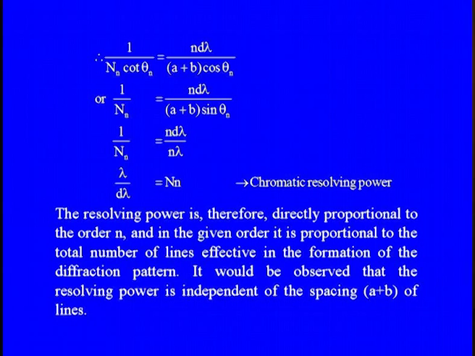With the help of this equation, we can write lambda upon d lambda is equal to capital N times n, which is known as the chromatic resolving power of grating. So, the resolving power is directly proportional to the order n, and in the given order it is proportional to the total number of lines effective in the formation of the diffraction pattern. It should be observed that the resolving power is independent of the spacing a plus b of lines.